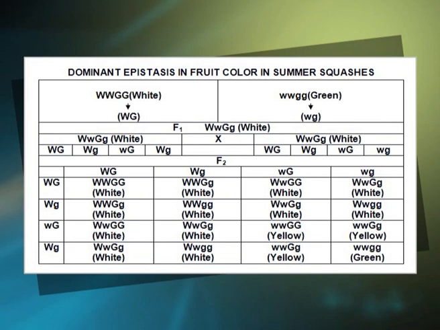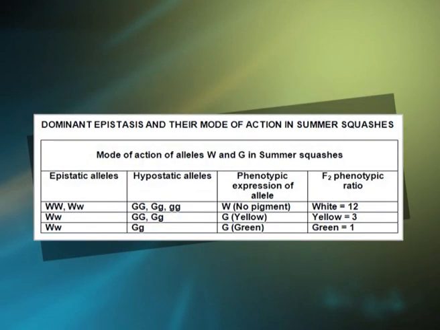The offsprings resulted in the ratio 12 white, 3 yellow and 1 green in F2. The significance of this dominant epistasis is that the modification of the Mendelian dihybrid ratio from 9:3:3:1 to 12:3:1 happens.